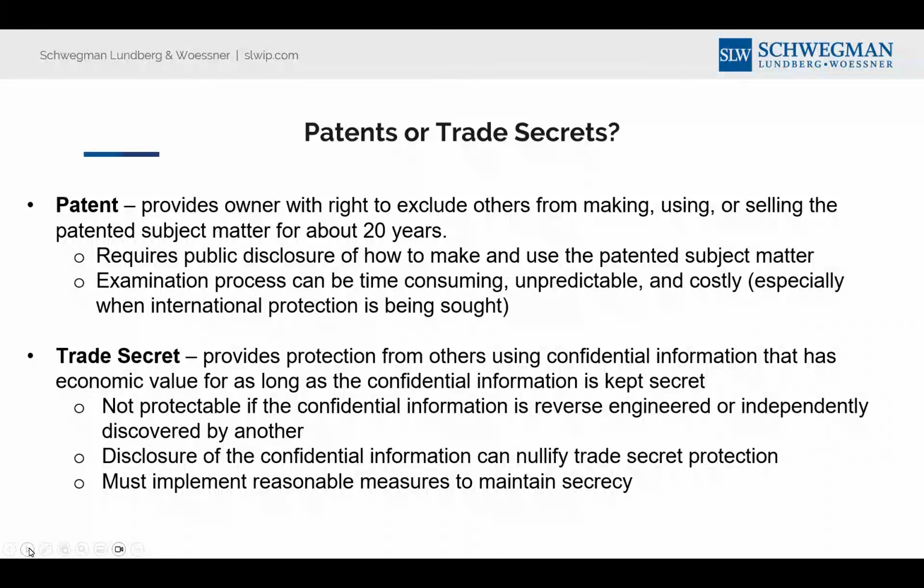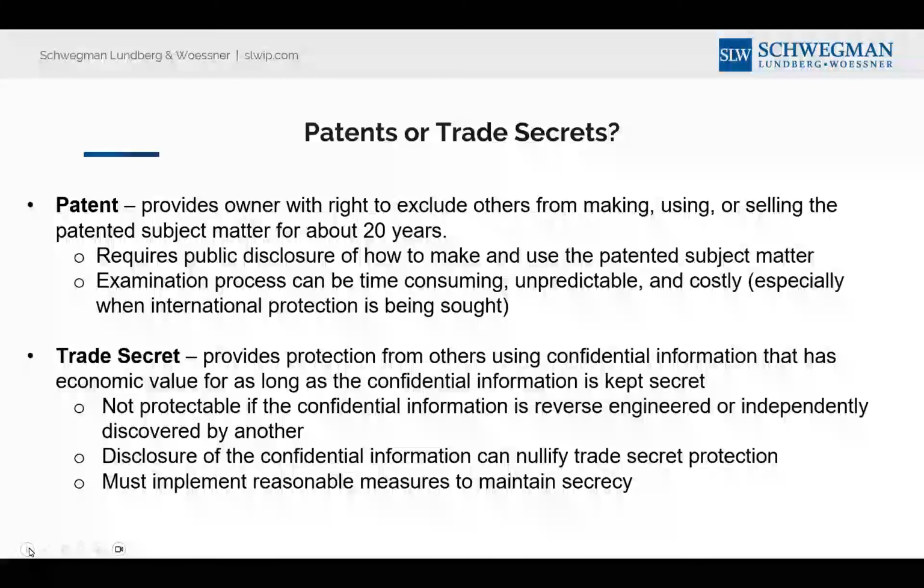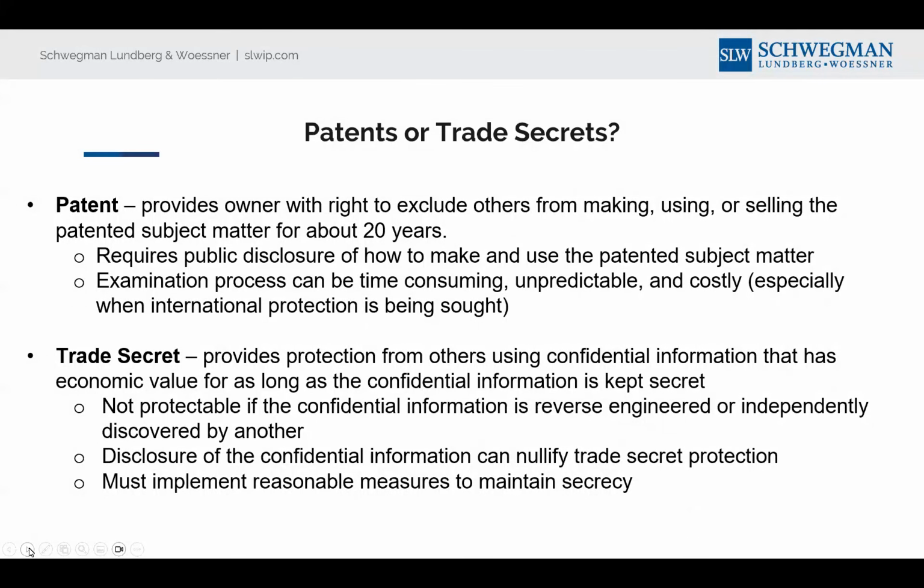So it's a weighing of, do I publicly disclose how I'm doing something in order to get this 20-year right to exclude others? Or is it something that I would want to keep as a trade secret? And it's not always an easy decision, but hopefully we'll be able to at least provide some information that can help you in that determination.